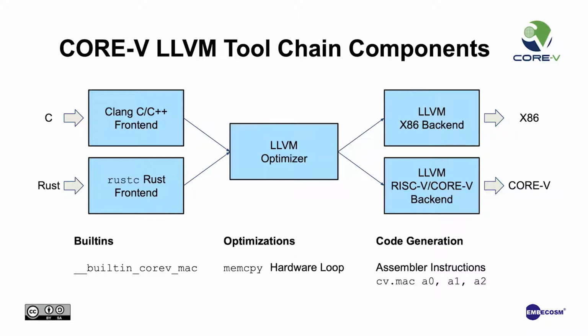And the last part of the toolchain is the backend, where we then turn the optimized code into code the target can understand. This can be a classic backend like the x86 backend, or like in this case, the CORE-V backend, where we then produce instructions for the CORE-V target, like the CORE-V MAC instruction we see below.